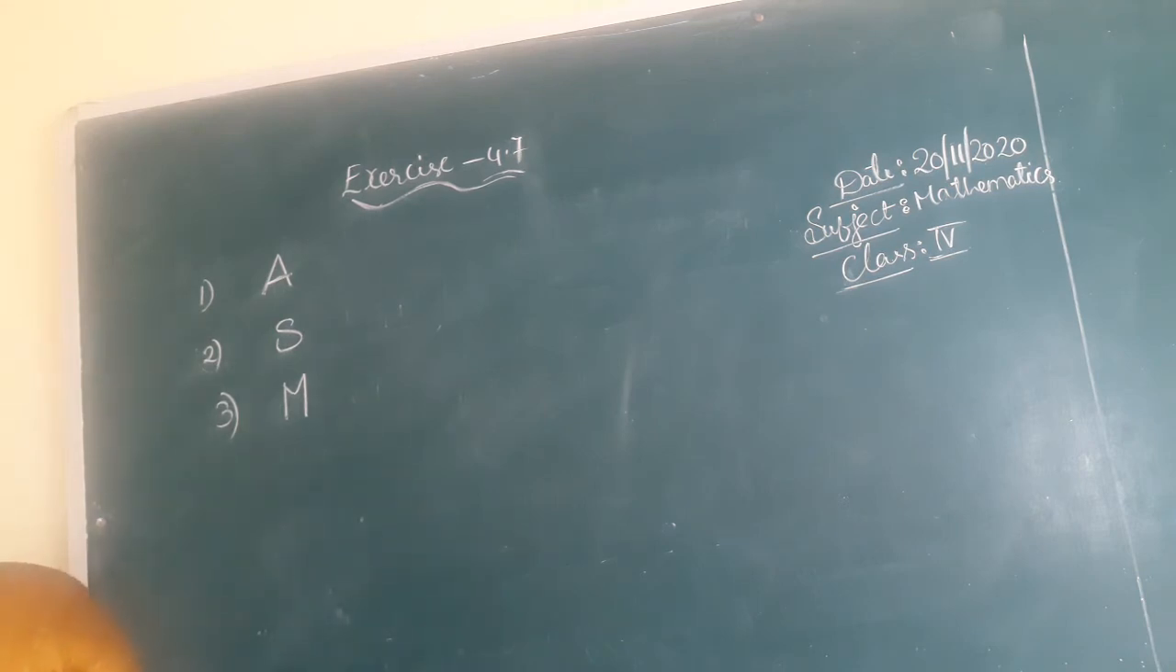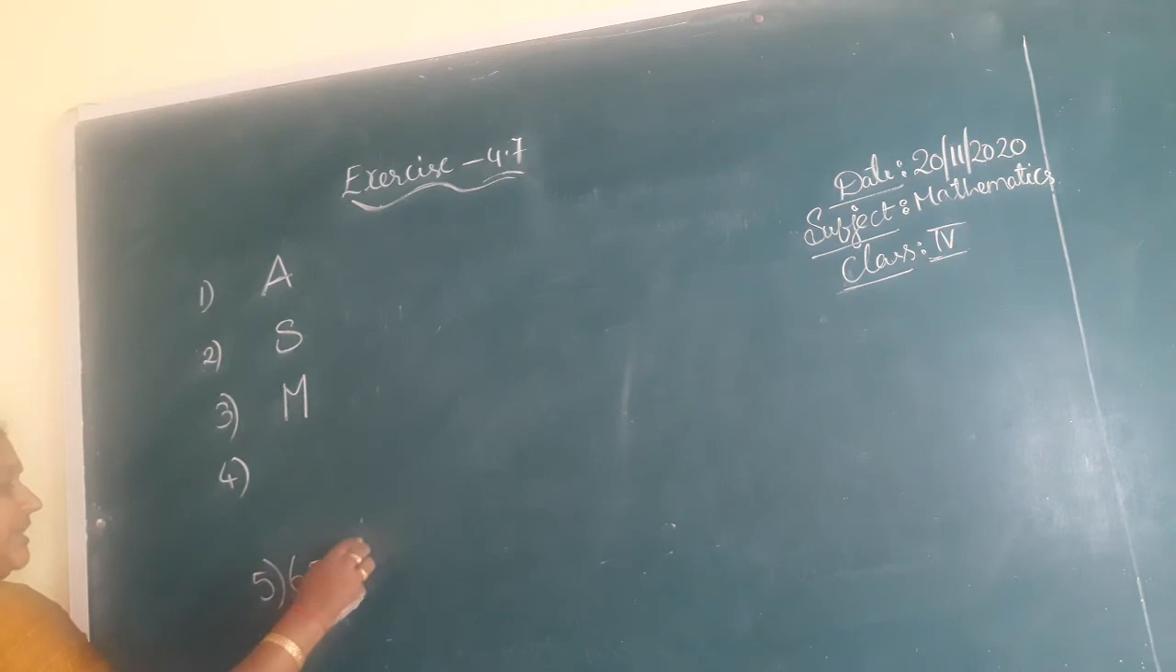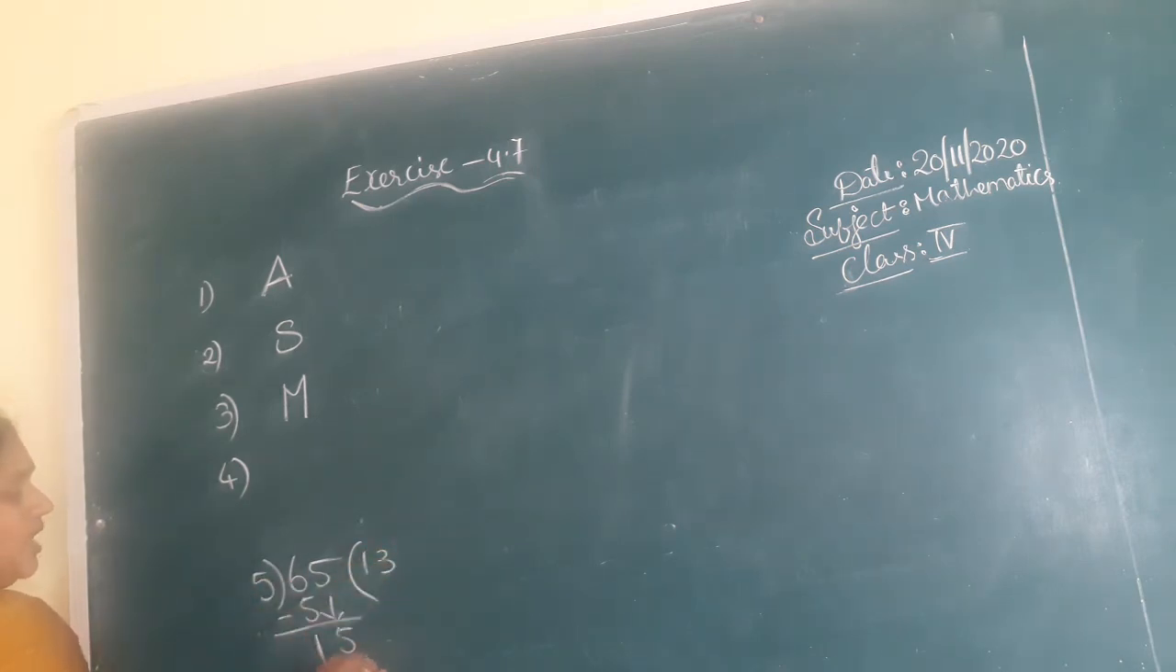I have 65 rupees. How many 5 rupee stamps can I buy? That means if I divide 65 by 5: 5 ones 5, 5 twos 10, remainder 1, drop down 5. 5 threes 15. So 13 stamps he can buy.